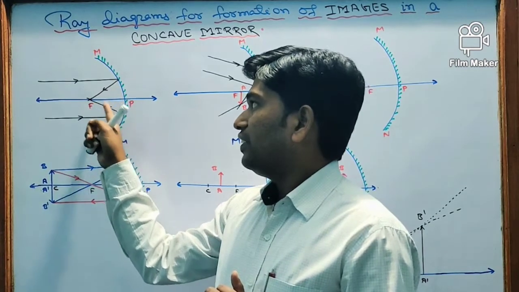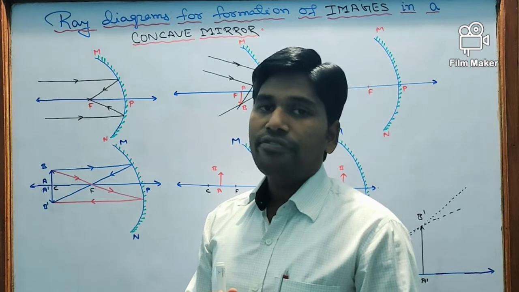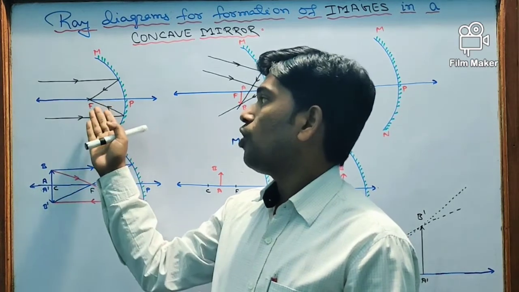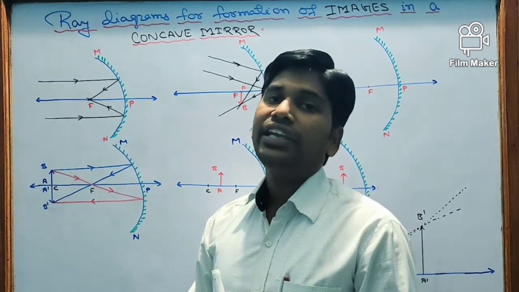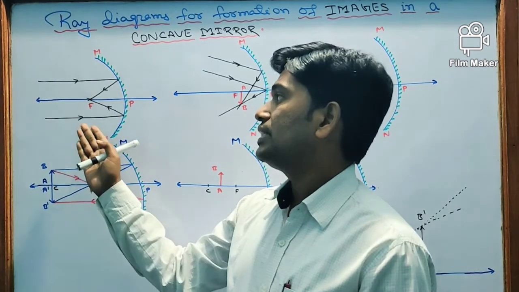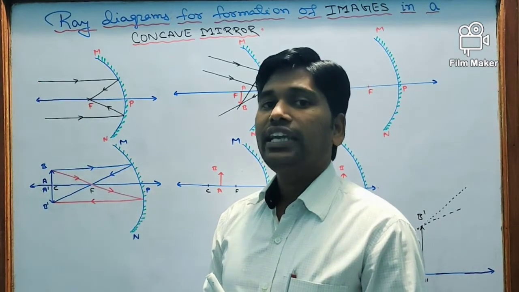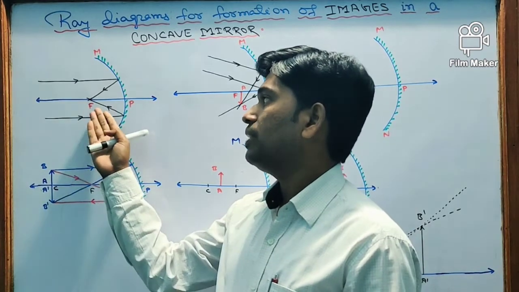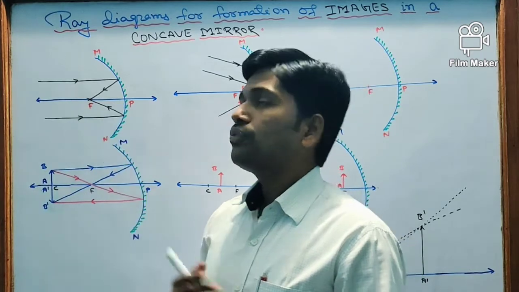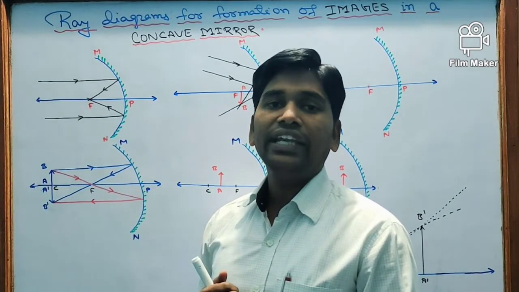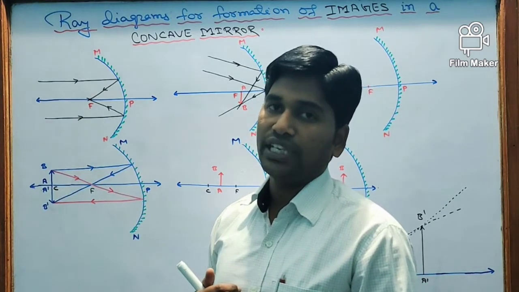As the reflected rays are actually intersecting at point F, the image formed at the focus will be real and inverted. So we can say the position of object is at infinity, position of image is at focus, nature of image is real and inverted, and size will be point size.